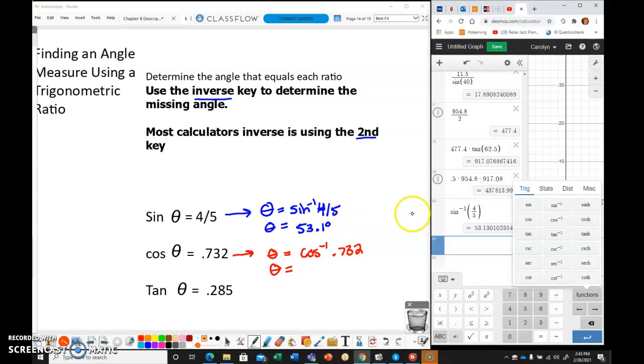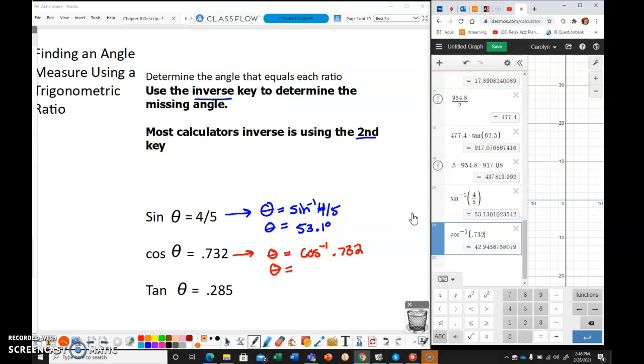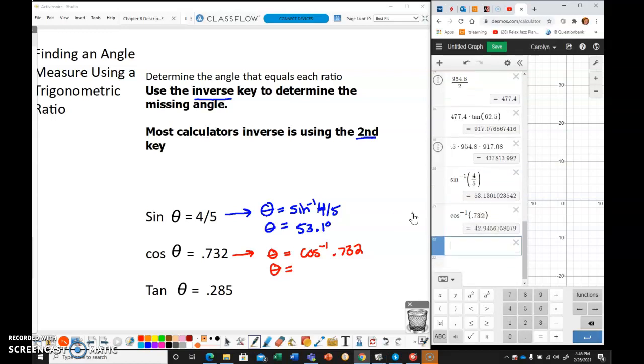So I do the inverse cosine. Notice the -1 up there. 0.732. And that gets me an angle measure of 42.9 degrees. It is important that you write the degree symbol on there, because leaving the degree symbol off actually means something else. Okay, so the next thing I see is that the tangent of the angle is equal to this ratio.